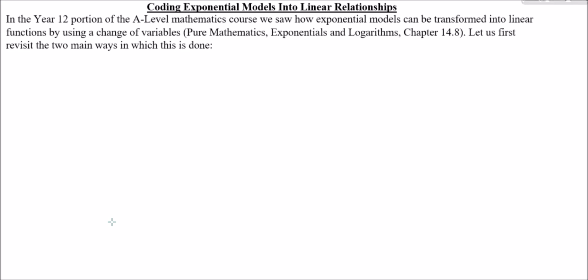At year 12, we looked at how exponential models can be transformed into linear functions by using a change of variables. We did this in the pure maths course, in the chapter Exponentials and Logs, chapter 14.8. So let's first revisit the 2 main ways in which we can code exponentials into linear relationships.